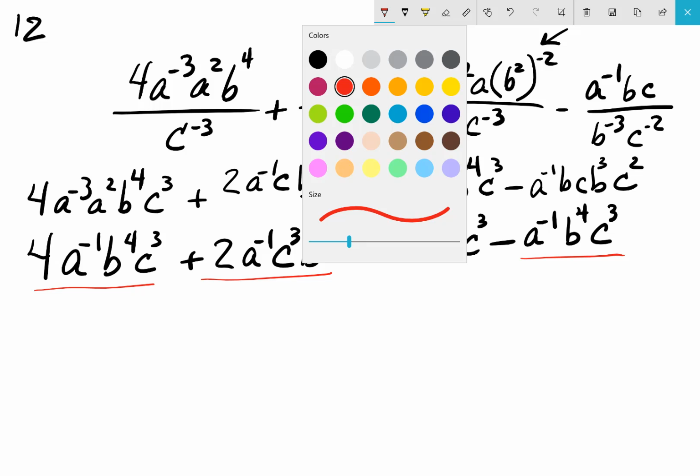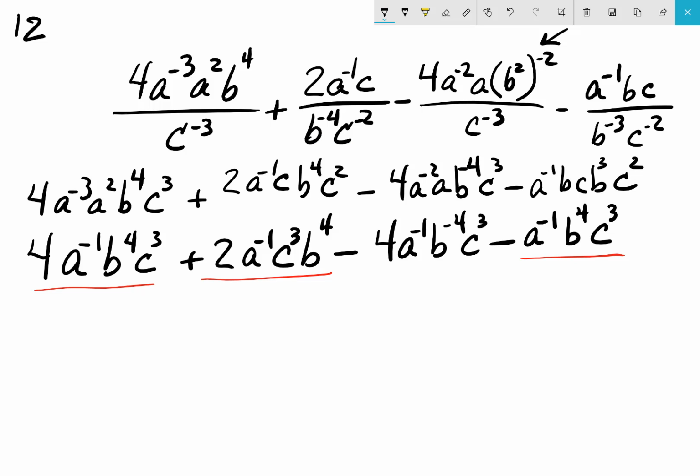So 3 of these are like terms, the other one is not. When you're doing addition and subtraction, you can only combine like terms. You cannot do anything else to the exponents in this problem. You've already done all your multiplication as you went through each fraction.